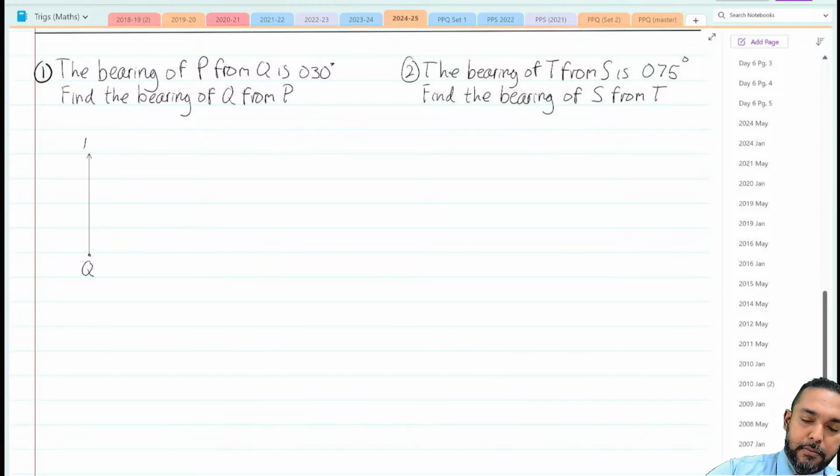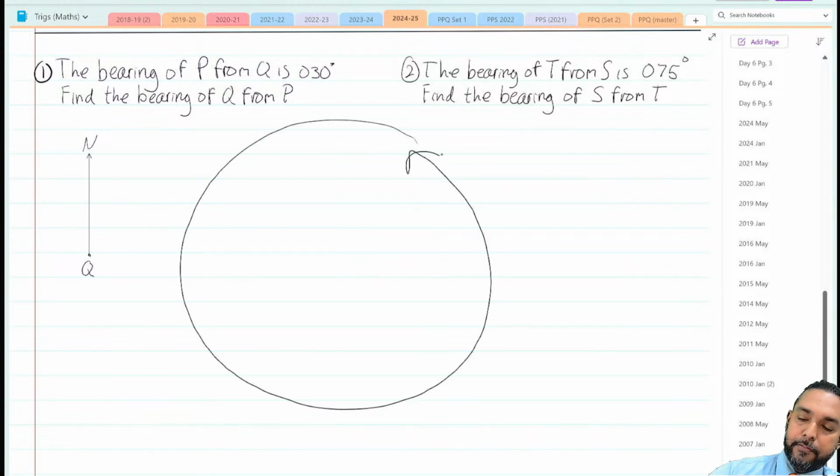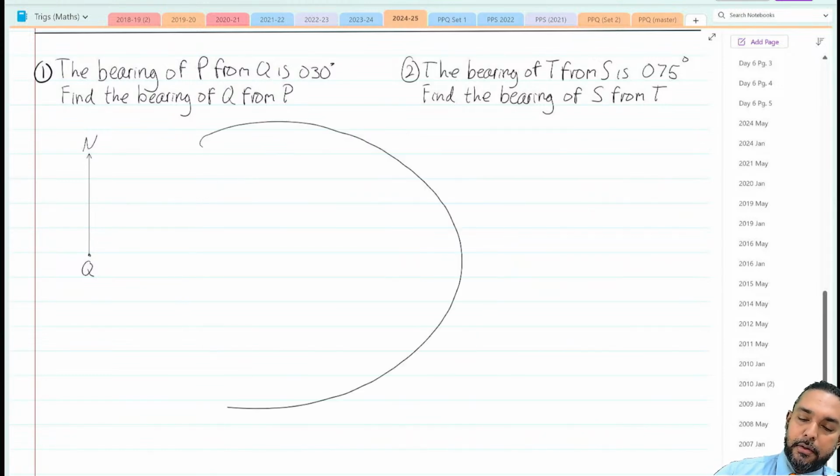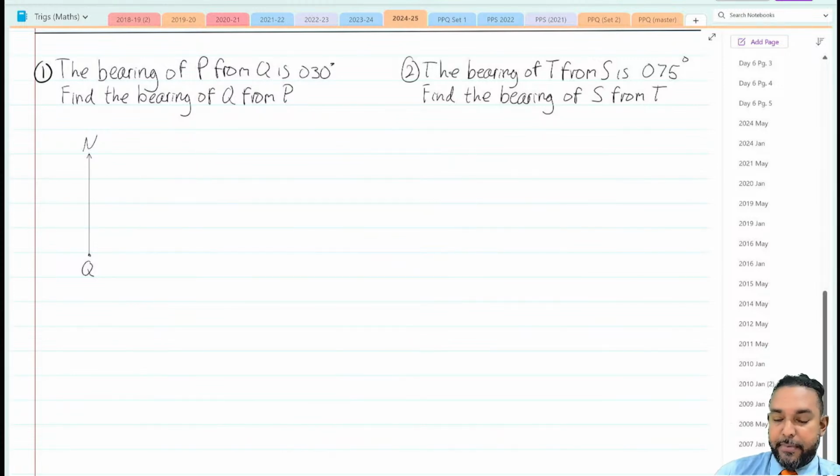All right, north. So clockwise, which way is clockwise? Going this way, all right? Anti-clockwise goes the next way. So we are going this way. So we're going this way about 30 degrees. So 30 degrees, again, is not a very big angle.